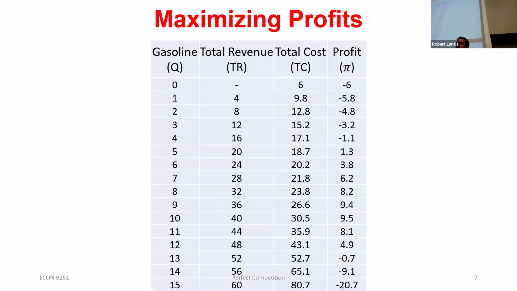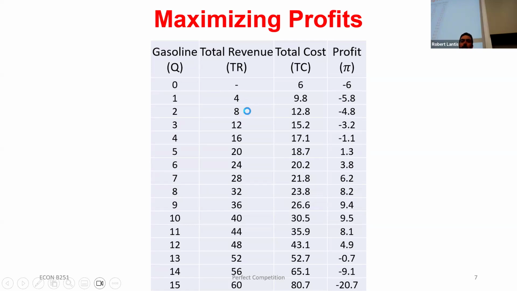So let's say I gave you a table like this where you've got the different levels of production. Here I did jumps of quantity of 1, so it makes it kind of easy. We got to walk before we can run. I've got the total revenue. So here, if this is gallons of gas, how much must I be selling each gallon of gas for?